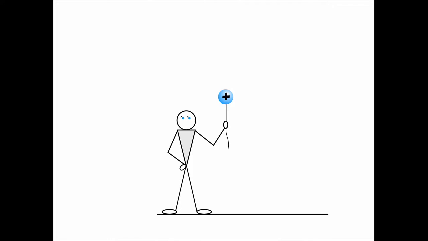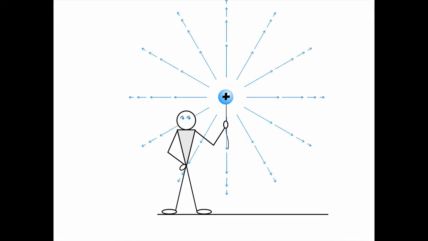Alright, let's say you have a balloon and the balloon has a net positive charge on it. That balloon is going to exert something called an electric field. That electric field is going to radiate away from the balloon because we know electric field is the path a positive charge would take if it was brought near the balloon.